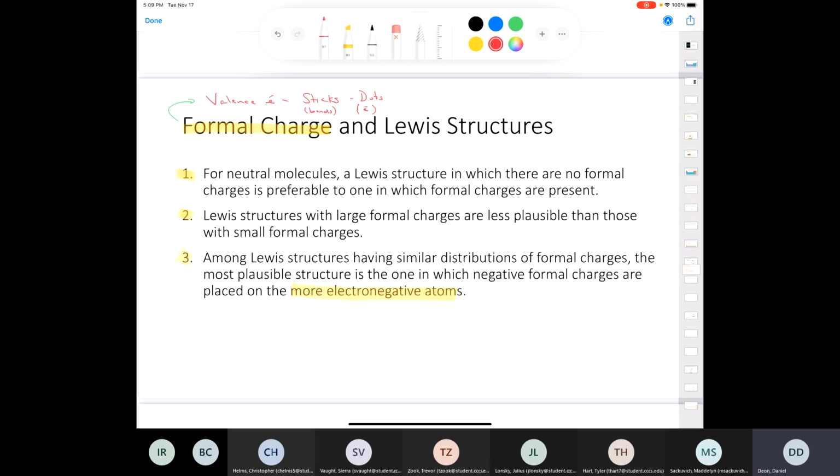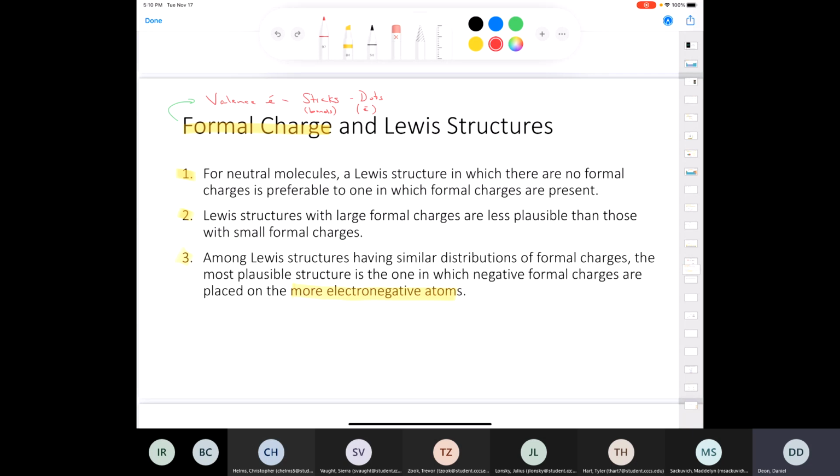For neutral molecules, a Lewis structure in which there are no formal charges is going to be preferable to one in which there are formal charges present. So we always want to go for the Lewis structure that has the lower number of formal charges. The second one says Lewis structures with large formal charges are less plausible than those with small formal charges. If we have charges like -2 or +2, we generally try to avoid those in Lewis structures. And finally, the third one says among Lewis structures having similar distributions of formal charges, the most plausible structure is the one in which the negative formal charges are on the more electronegative atoms.